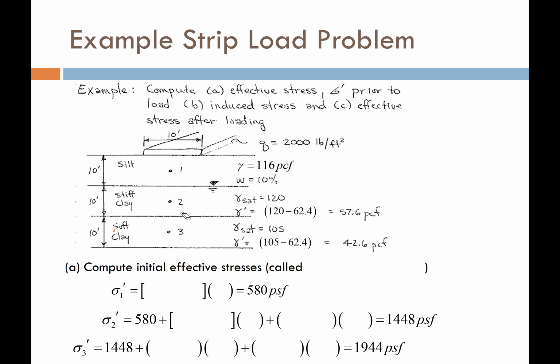So here's what we need to do. First, we need to compute the initial effective stress. From our previous lessons, we learned that this is what we call the geostatic stress. So the effective stress at point number 1 is simply going to equal 116 pounds per cubic foot times the depth, which would be 5 feet. So I get 580 pounds per square foot.